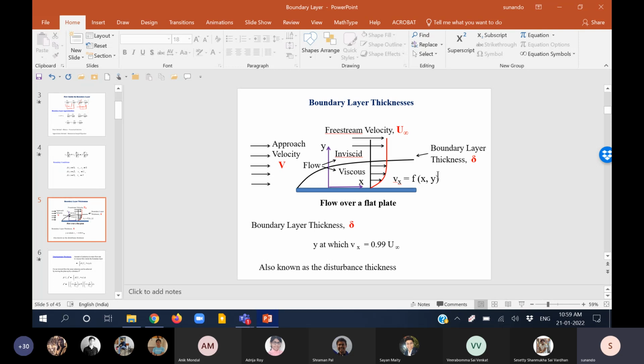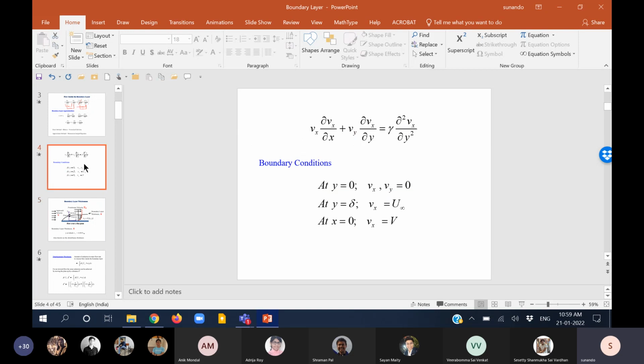Do you have any question up to this point? Okay, if not, I'll stop here today after giving you just a glimpse of the boundary layer thickness, some fundamental definitions, the governing equation, the boundary layer approximation, and the boundary conditions.